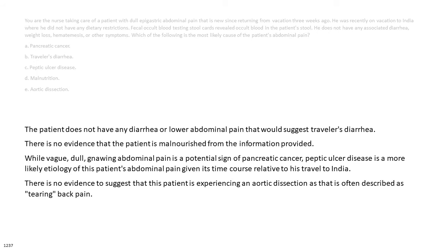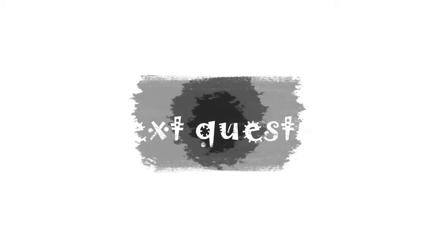The patient does not have any diarrhea or lower abdominal pain that would suggest traveler's diarrhea. There is no evidence that the patient is malnourished from the information provided. While vague, dull, gnawing abdominal pain is a potential sign of pancreatic cancer, peptic ulcer disease is a more likely etiology of this patient's abdominal pain given its time course relative to his travel to India. There is no evidence to suggest that this patient is experiencing an aortic dissection, as that is often described as tearing back pain.